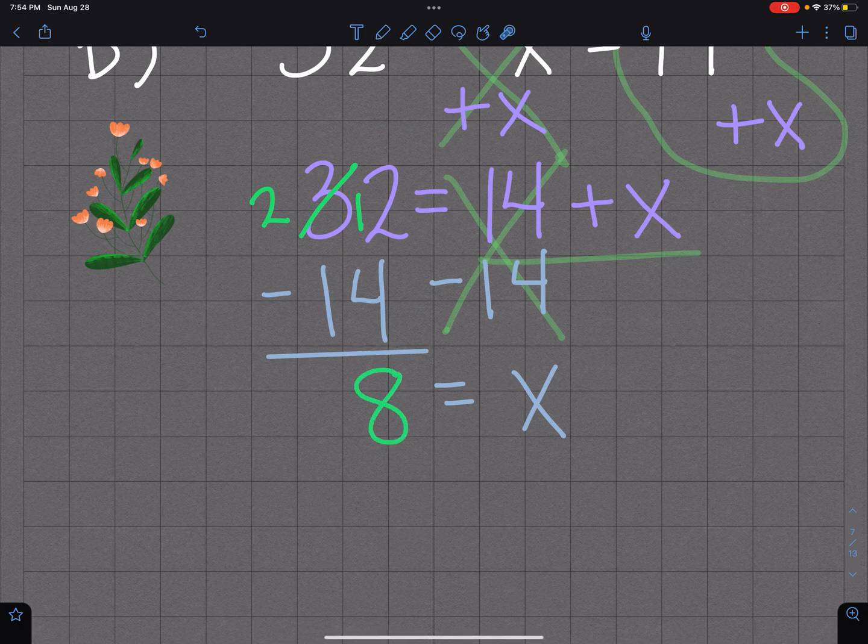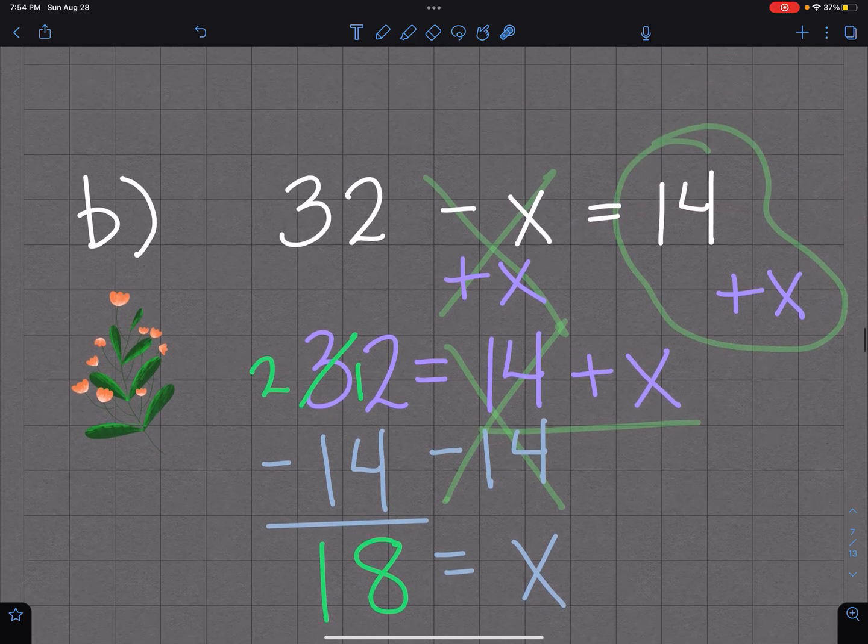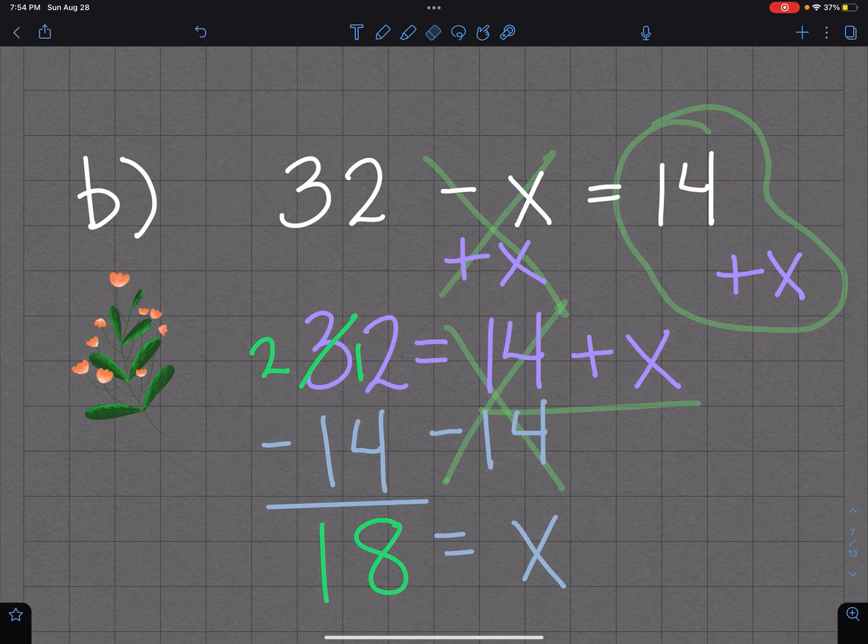And then let's do the tens place. 2 minus 1 is 1. So I have x is equal to 18. It doesn't matter if it's written 18 is equal to x. It's the same thing. 18 is the answer. How do I check it if I'm not sure of all of that?